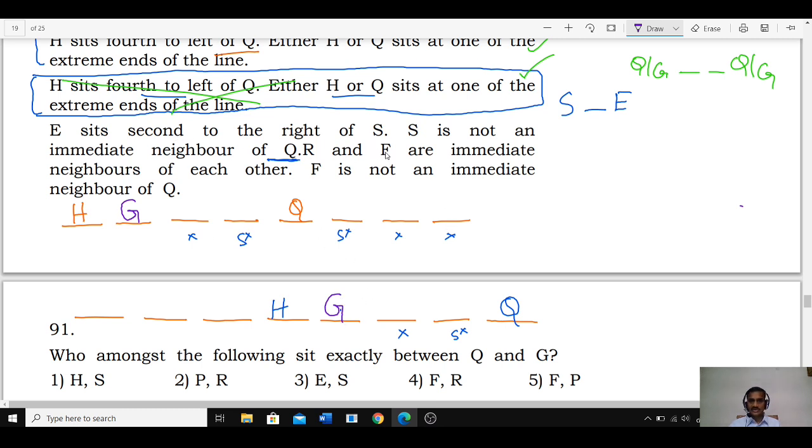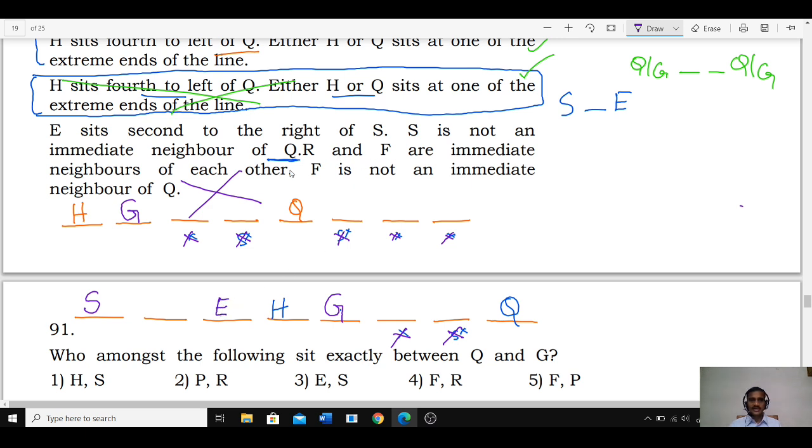E sits second to the right of S. S is not an immediate neighbor of Q. S cannot be here, cannot be here, cannot be here, cannot be here, and cannot be here as well. And this case is completely ruled out. Now we are left with this one. S is not an immediate neighbor of Q. S cannot be here, cannot be here, and S cannot be here. If S is here, E must be here, not possible. S cannot be here. Hence S is at this place and A is here.